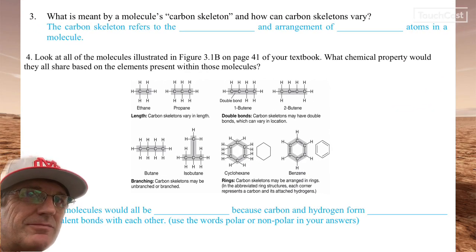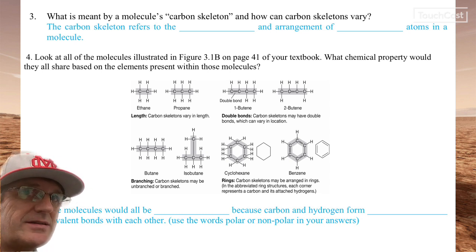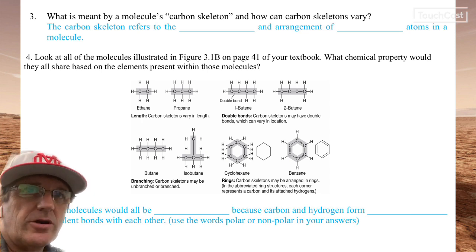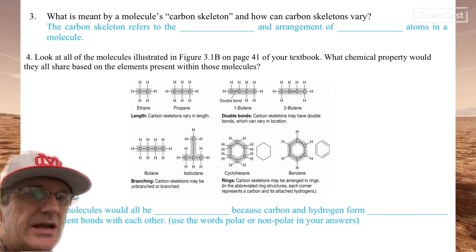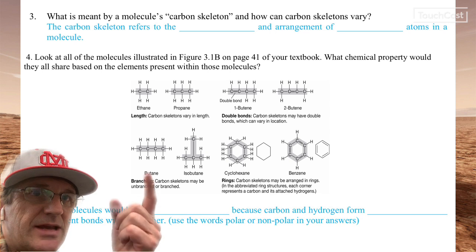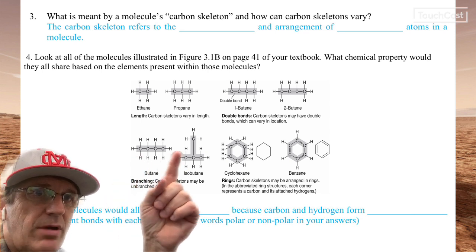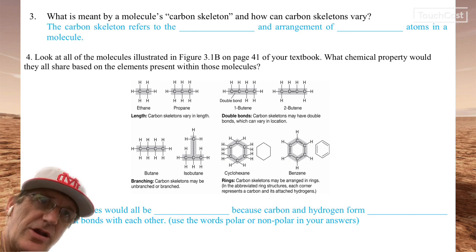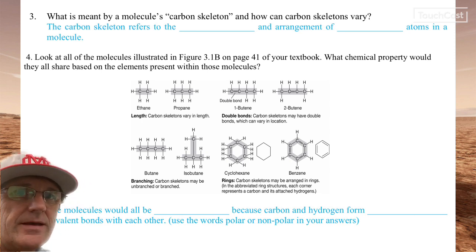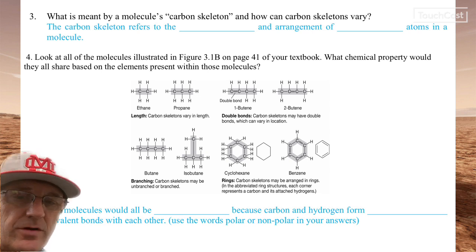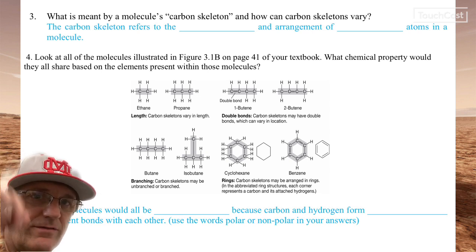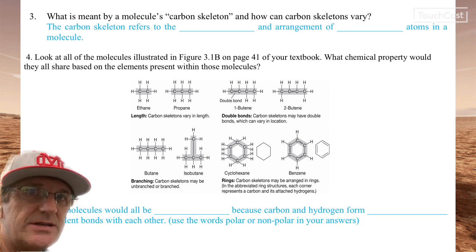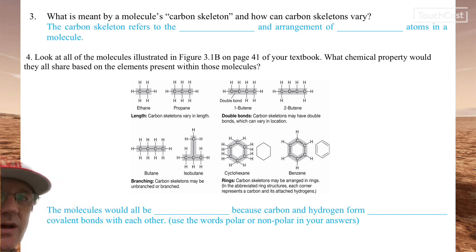What is meant by a molecule's carbon skeleton or backbone, and how can carbon skeletons vary? Well, the carbon skeleton refers to the number and arrangement of carbon atoms in a molecule. So you see all the examples right here? It can be in a straight line, it can be branched, it can be in a closed-in loop and a ring structure. And that is the backbone of carbs, fats, proteins, and we're looking for that here on the surface of Mars. Look at the molecules. The molecules would all be non-polar.